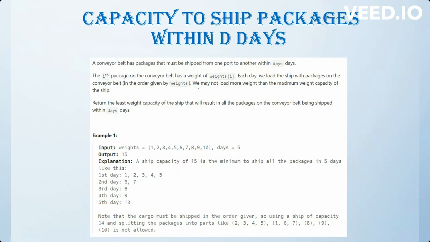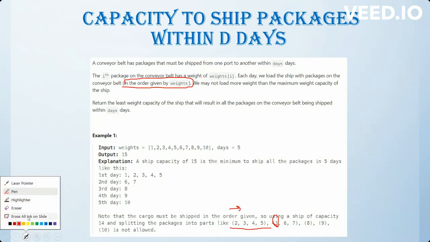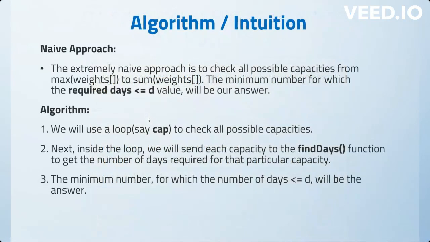And most importantly, the order in which we are sending the weights, which means first we are not filling 2, 3, 4, and then 1 here. We should fill it in order. This is one of the given constraints. Let's see how to solve this.